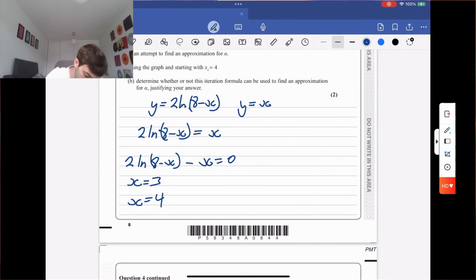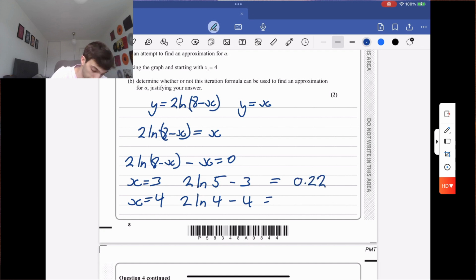Plugging in x equals 3, we get 2 ln 8 minus 3, which is 2 ln 5, take away 3. I'm going to work this out in my calculator. Let me just write out the next one. We have 2 times ln of 8 minus 4, so that's 2 ln 4, take away 4. The values this gives us: plugging in x equals 3, we get 0.22, so that's a positive. We hope we get a negative now. And plugging in x equals 4, we get minus 1.23.